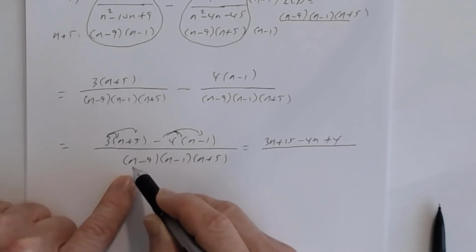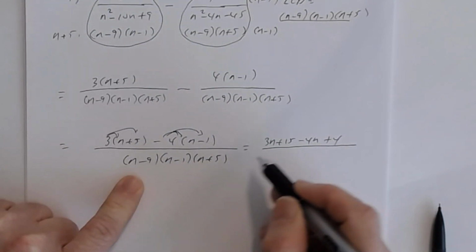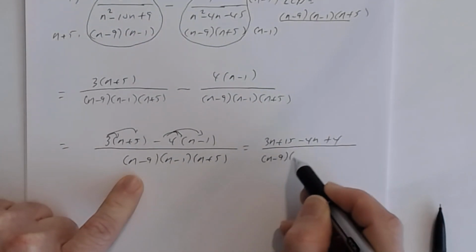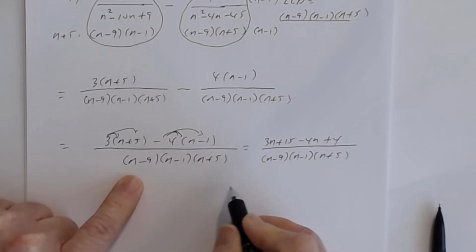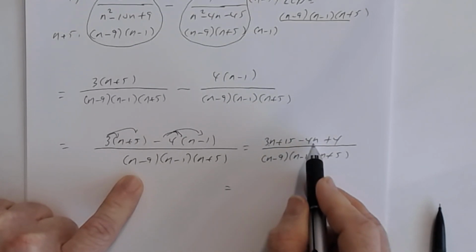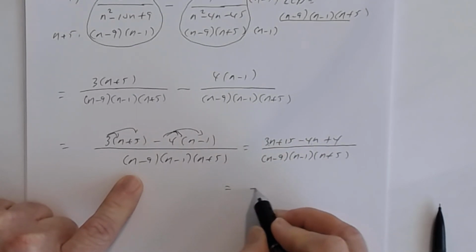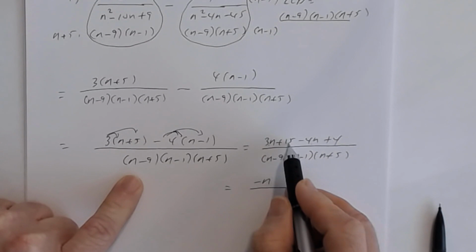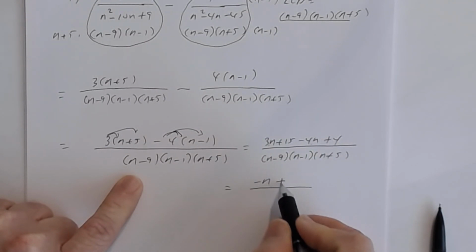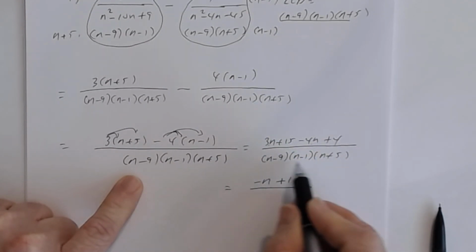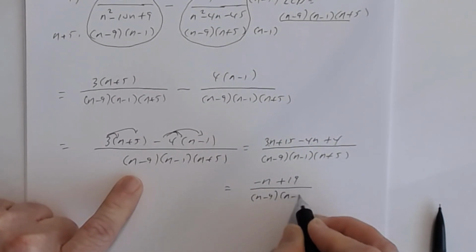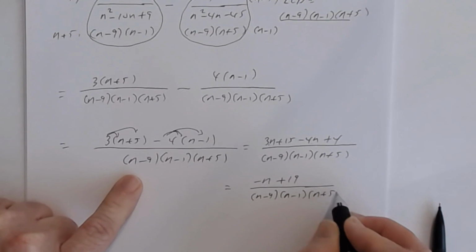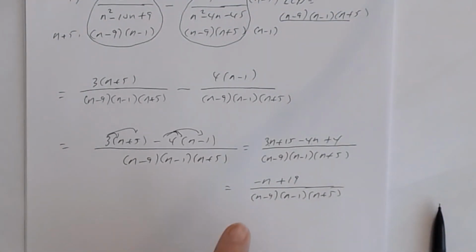Divided by the least common denominator. Don't multiply this out. Leave it in factored form: n minus 9, n minus 1, n plus 5. Now combining like terms, I get 3n minus 4n is a negative n. 15 plus 4 is 19, divided by your least common denominator, n minus 9, n minus 1, n plus 5. And now step 4, once you get to that point, you need to reduce if you can.